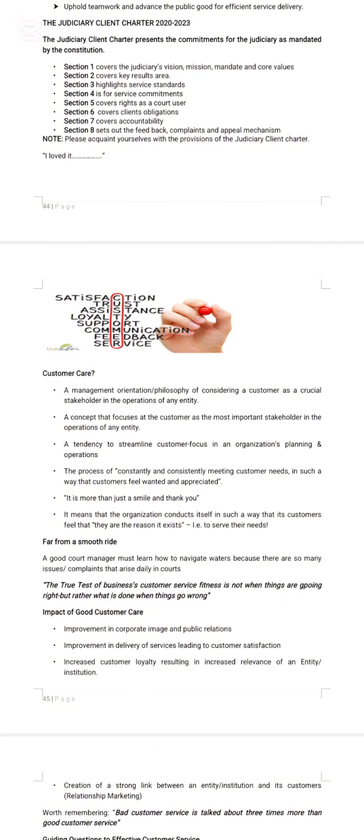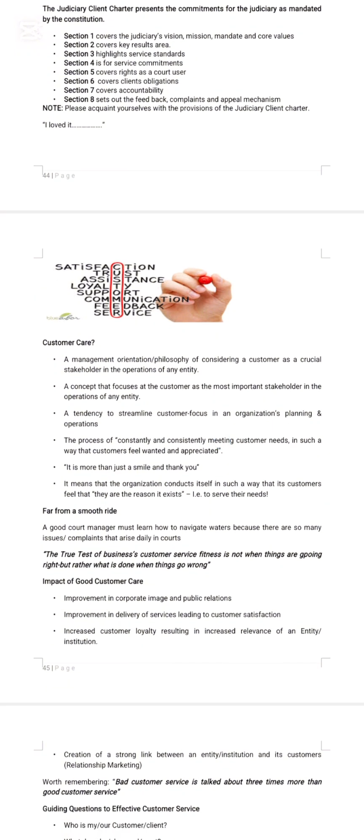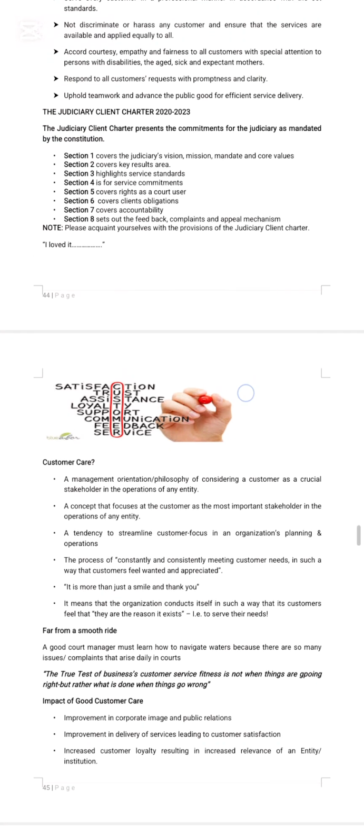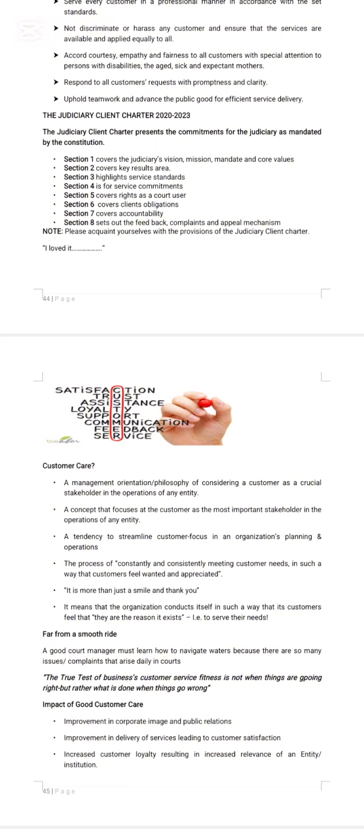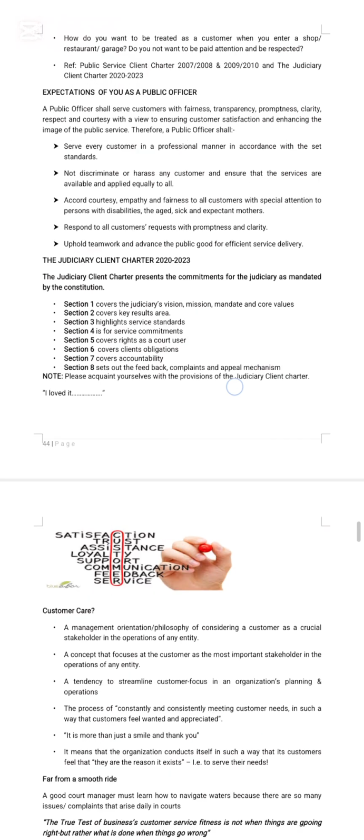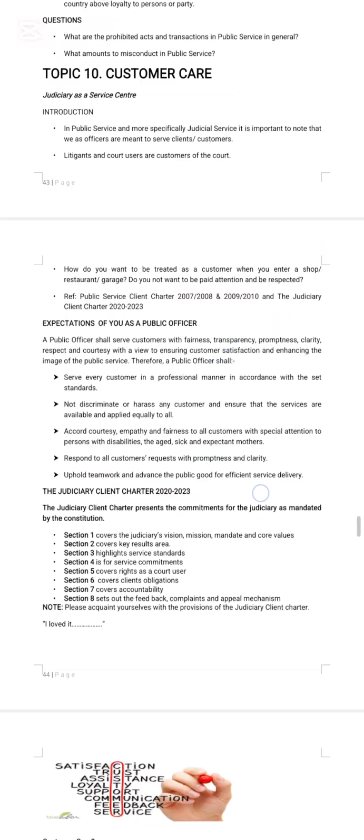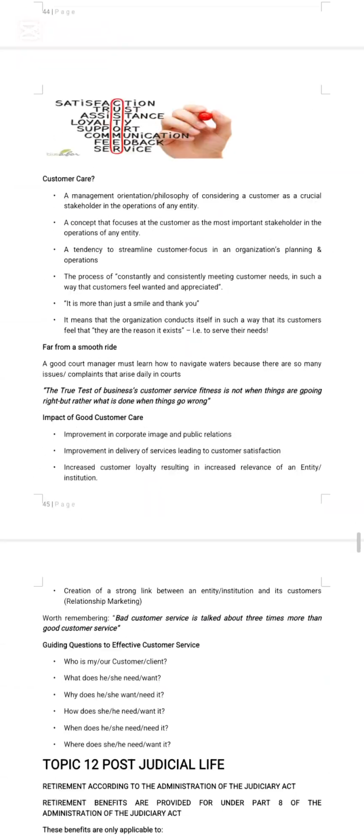Section 5 covers rights as a court user. Section 6 covers the client's obligations. Section 7 covers accountability, and Section 8 sets out the feedback, complaints, and appeal mechanisms. So basically here we can see the Judiciary Client Charter is the one which covers customer care of the judiciary.